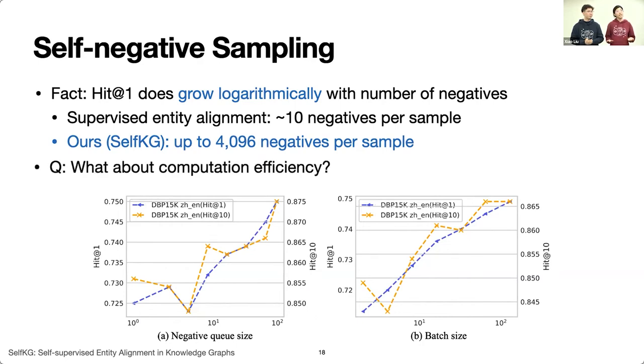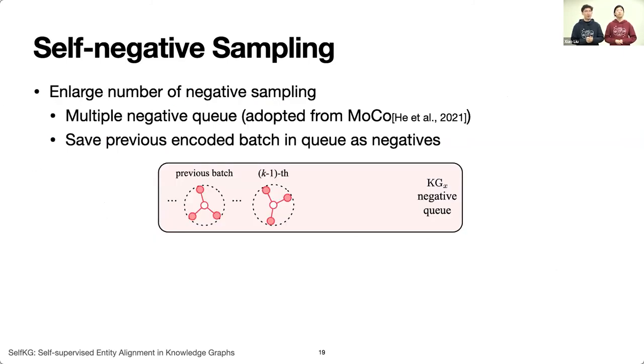How does that strategy help improve the performance? Look at how our computation efficiency is improving with so many negatives. Wow, real problem. But in fact, to solve the efficiency challenge, we enlarge the number of negative samples via the negative queue strategy adopted by MoCo, which takes the latest encoded factors as the negatives. For example, for the K-th batch, it views previous encoded factors as its negatives, and after computing the loss, it pushes itself into the queue.